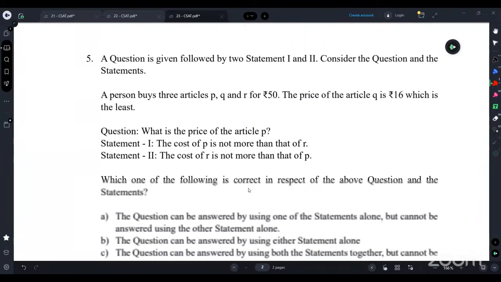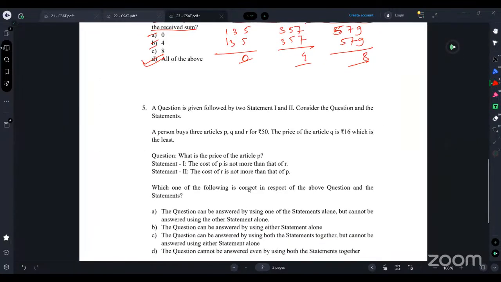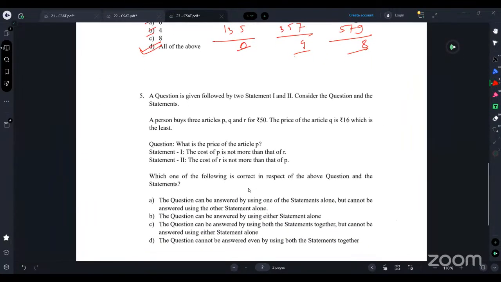Now see the last question, guys. Fifth one. A question is followed by 2 statements, 1 and 2. Consider the question and statements. This is one of your PYQs from CSAT 2024, guys. A person buys 3 articles for rupees 50. So you have P plus Q plus R, the summation, as 50. The price of article Q is 16.